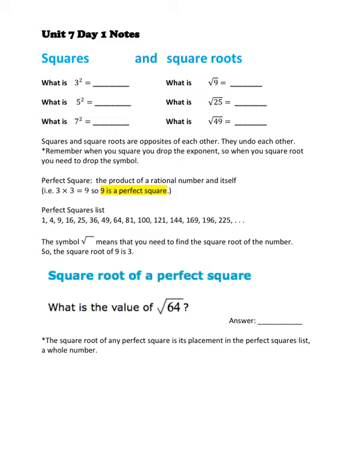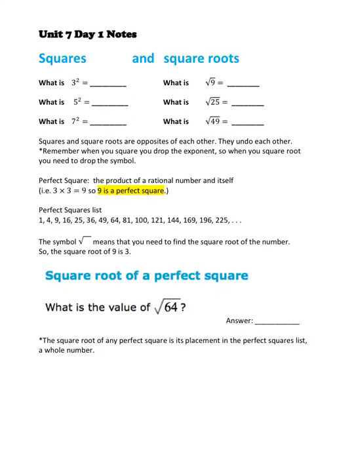Today, we're going to jump into Unit 7, which is solving right triangles. We're going to dip our toes into trigonometry as we go on, but first we need to understand how to work with squares and square roots. And when we say something is squared, we are raising it to the second power. So the exponent is 2, which means you are multiplying the thing by itself twice.